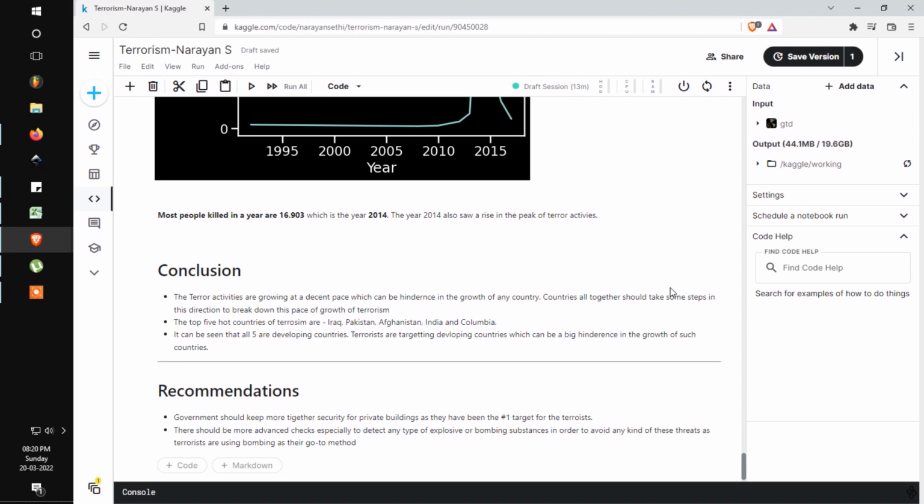My recommendations would be that the government should keep tighter security for private buildings, as they have been the number one target for the terrorists, and there should be more advanced checks, especially to detect any bombing substance in order to avoid bombing threats, as it is the number one preferred way of terrorists to attack.